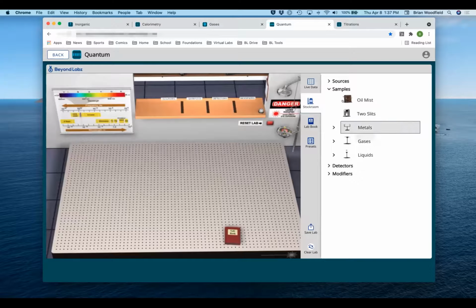So again, we moved the stockroom, which I was disappointed that we had to do because I thought the quantum stockroom was the most awesome thing, because I'm a P chemist. But here's, you can still build these experiments.